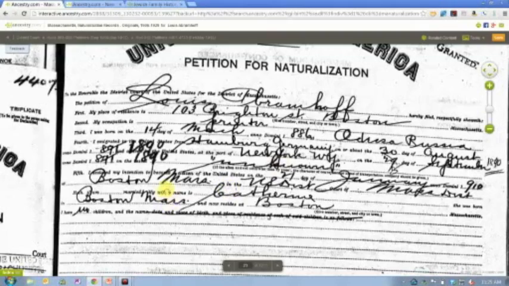It lists his declaration of intent to become a U.S. citizen. In this case, he's filing in the U.S. District Court in Massachusetts. He lists his wife's name and birthplace, and then if they had children, they would be listed here. There's other information, so I would encourage you to read through the whole document.